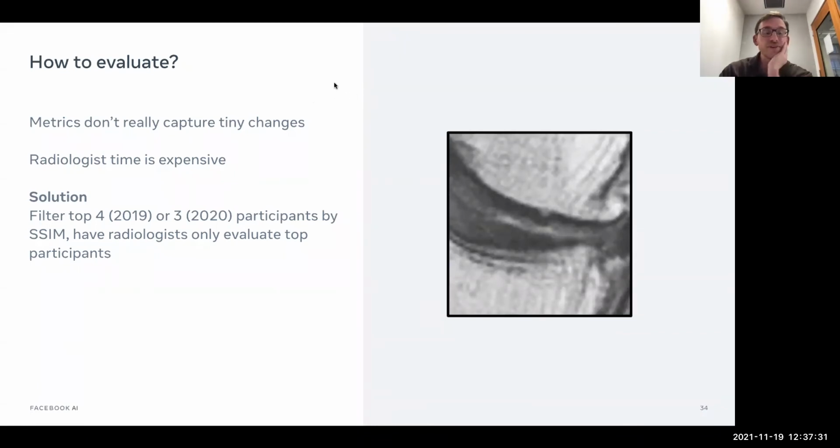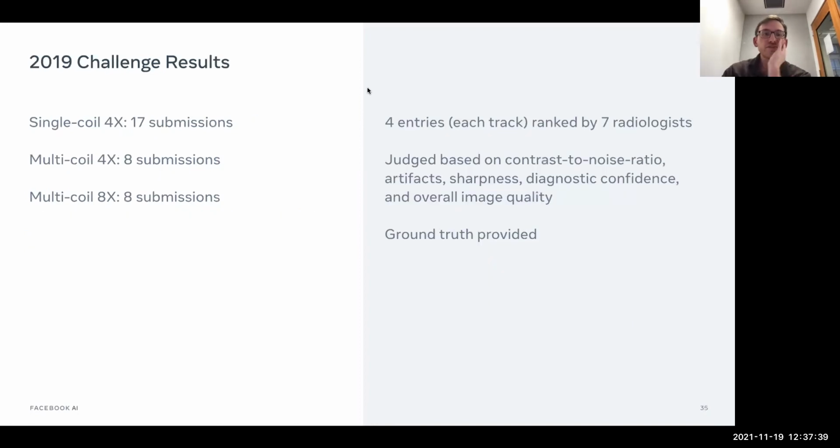So this was definitely imperfect. We weren't entirely happy with this, but it was the only way to process all the data. And so for the 2019 challenge, we had 3 different tracks. So one was a single coil 4X acceleration track.